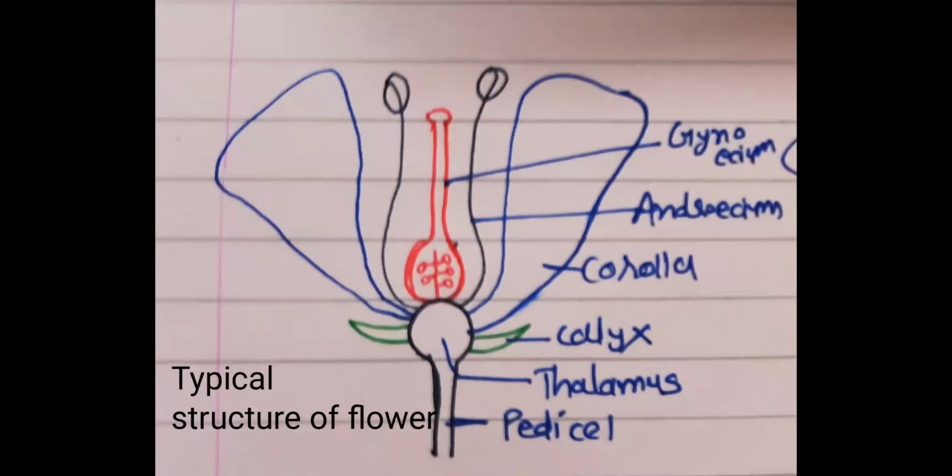Let's start the flower part of chapter number 5. Flower, basically, is the reproductive part of the plant. If you remember, we have discussed this. Can you tell me? In total, 4 whorls are there: calyx, corolla, androecium, and gynoecium. Which 2 whorls are essential whorls?